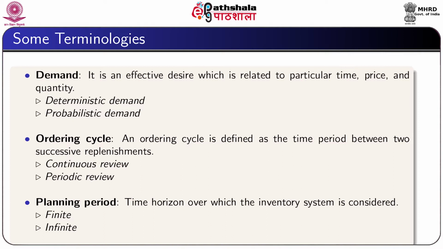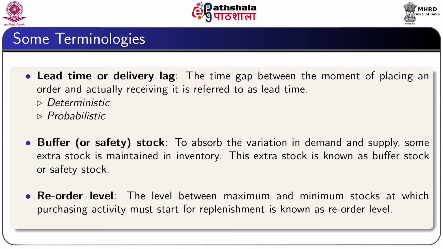Planning period. The time horizon over which the inventory level is to be controlled, or over which the inventory system is considered, is called the planning period. Planning period may be of two types: finite planning period or infinite planning period. Lead time or delivery lag. The time gap between the moment of placing an order and actually receiving it is referred to as lead time. Lead time may be deterministic or probabilistic.